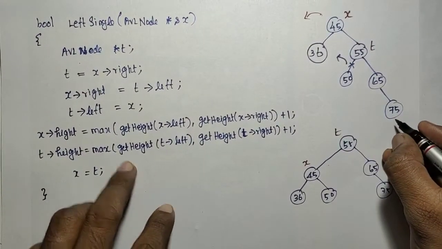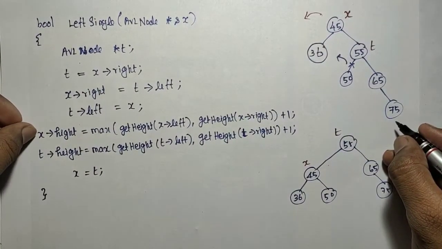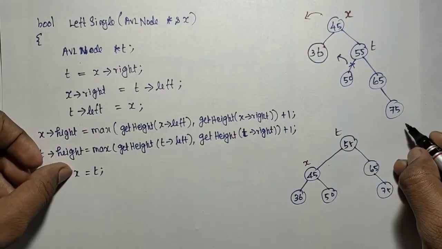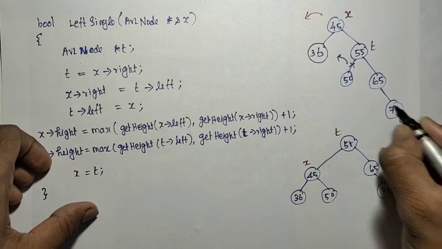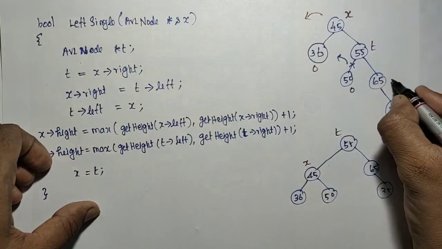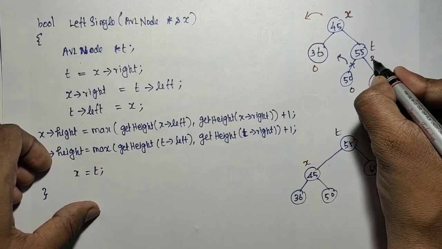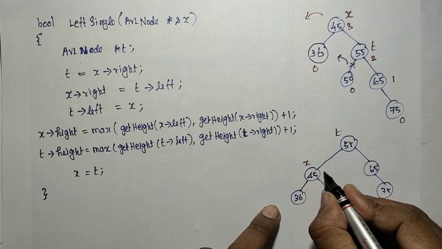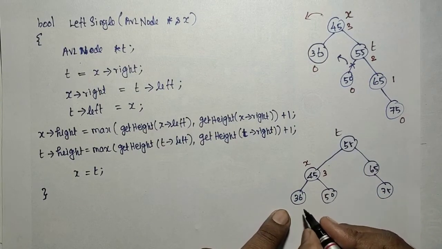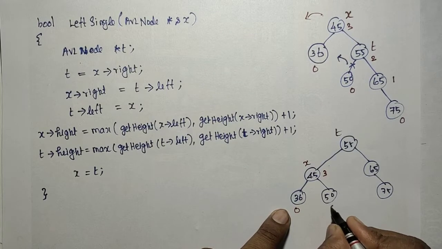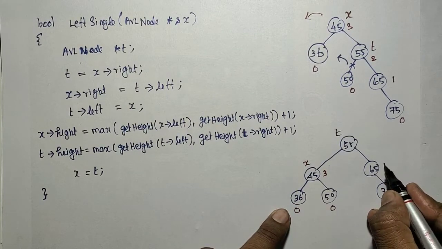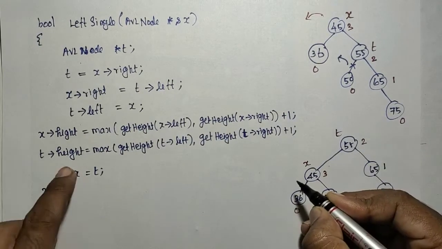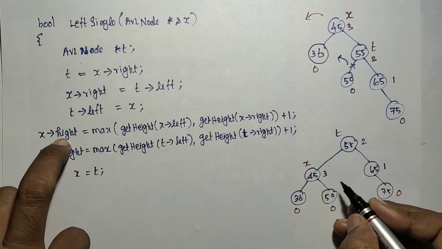Okay, the height we have to modify for the x and the t. Then finally, the t has to be changed to x. Previously the height of the leaf nodes will be 0 and intermediate nodes 1, and here it is 2, and here it is 3. So before changing the height, this height is 3, and 36 is 0, and 50 is 0, this is 1 and this is 0, and the 55 height is 2 before changing this, and x height is going to be changed to the maximum.